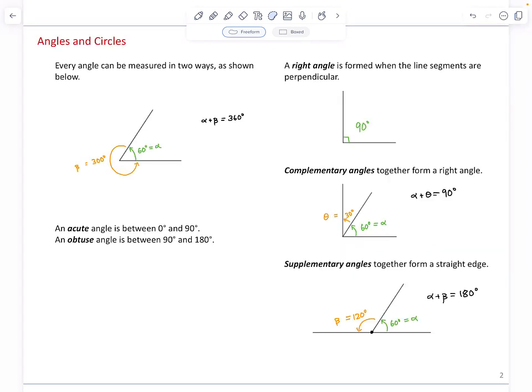Now, two complementary angles that are non-zero must both be acute. So you have two non-zero angles that add to 90 degrees, which means that both of them must be less than 90 degrees, and that's the definition of an acute angle. Two supplementary angles, it is possible that they are both right, 90 degrees and 90 degrees, but if one of them is acute, like this case here, then the other one must be obtuse.